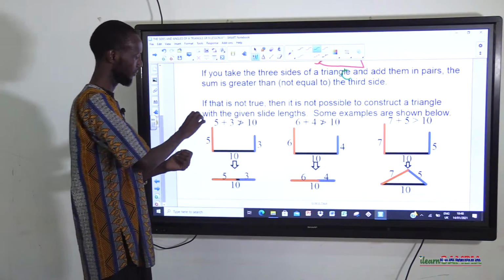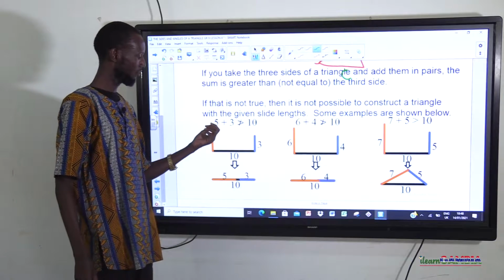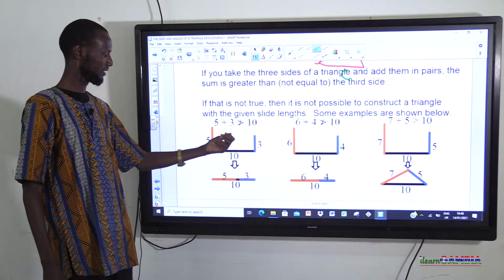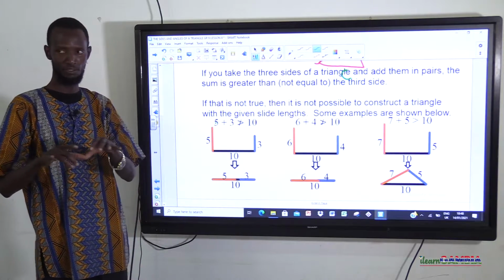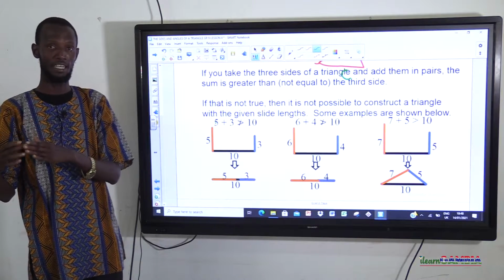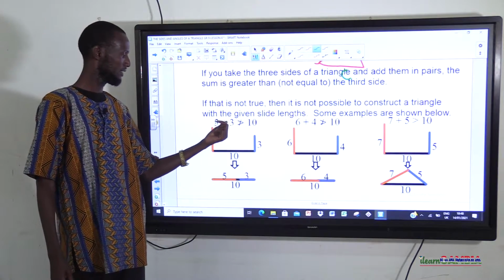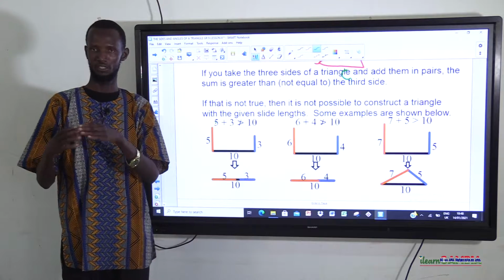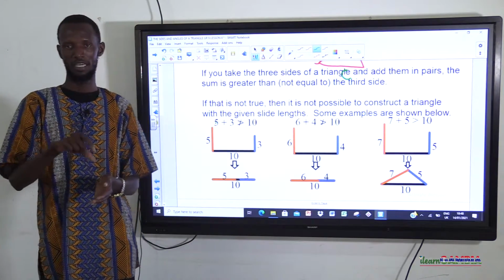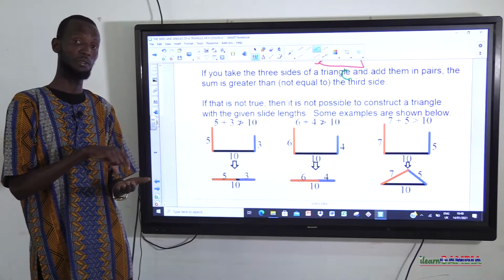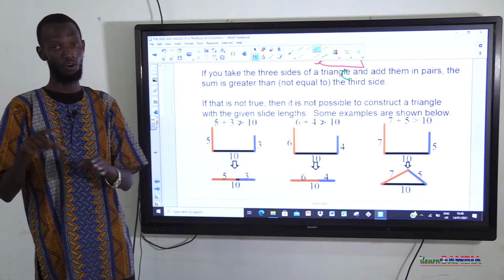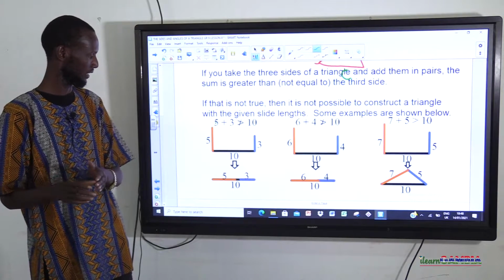Suppose we are given a triangle with sides of length 5 units, 3 units, and 10 units, okay? If you are given those three sides, we want to know whether those lengths can form a triangle. We take any two sides, add them up, and see whether the answer is greater than the third side. If it works for all three of them, then it's okay.